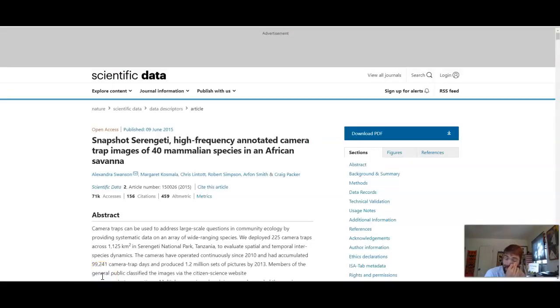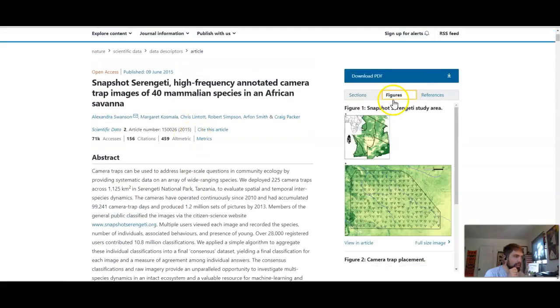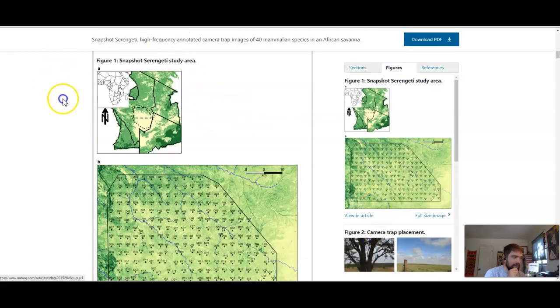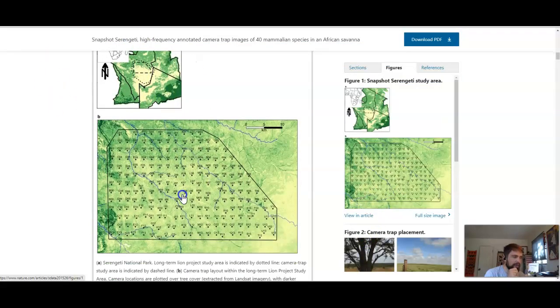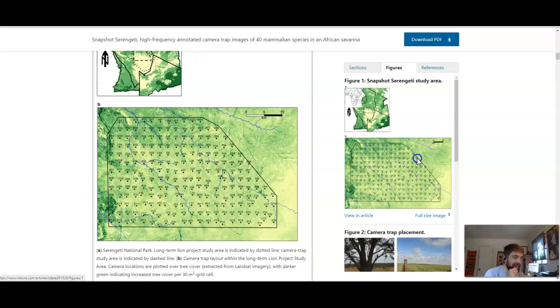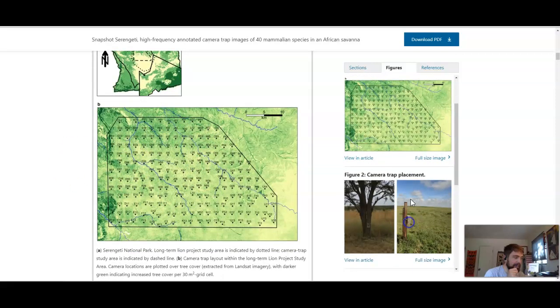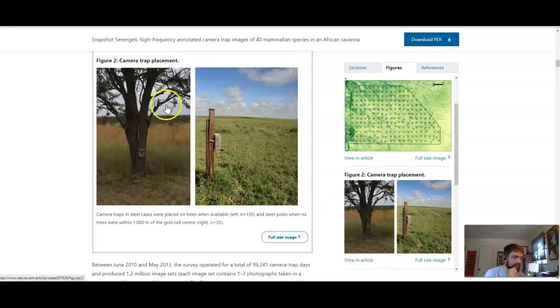So basically what happened was scientists put up high-frequency camera traps all over the park. You have that area where the park is, and these are all of the camera traps. It's a lot, actually. This is kind of what they look like here. They're these little cameras, and anytime an animal walks by, it will trigger that camera, and they'll see the picture of that animal.